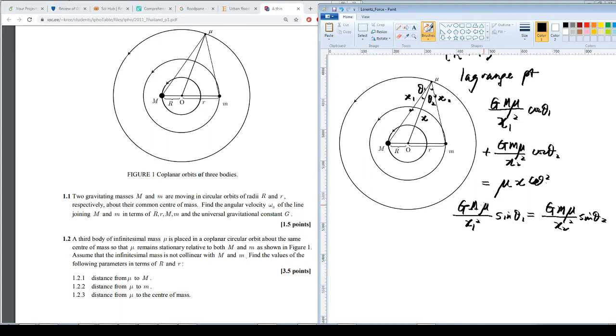Then what we'll do is try to get rid of one of the masses. So we'll plug the second equation into the first equation. We also know x1 over x2 times sine theta 1 over sine theta 2 is capital R over little r. So I guess we could eliminate the sine thetas in the second equation. Yeah, that's right.